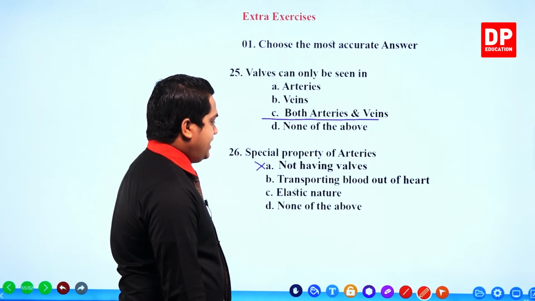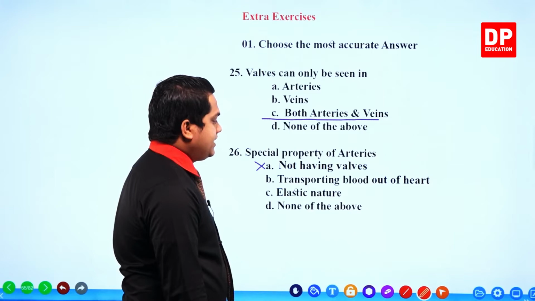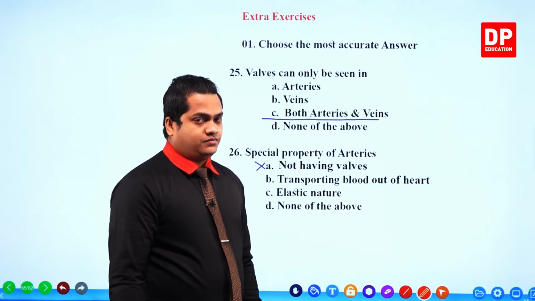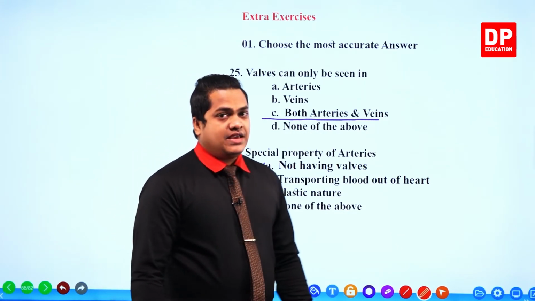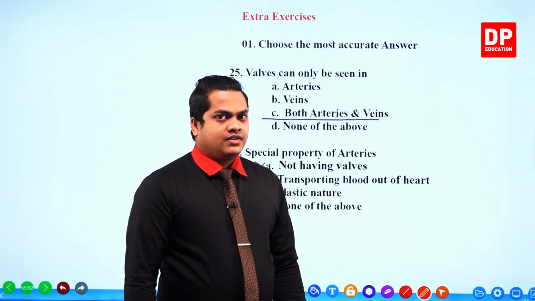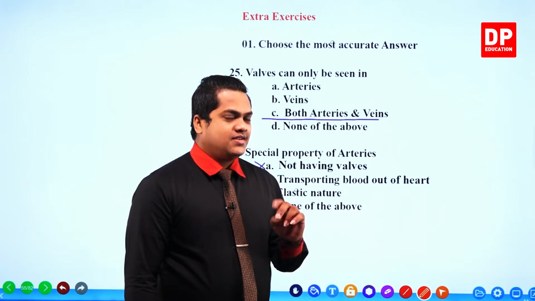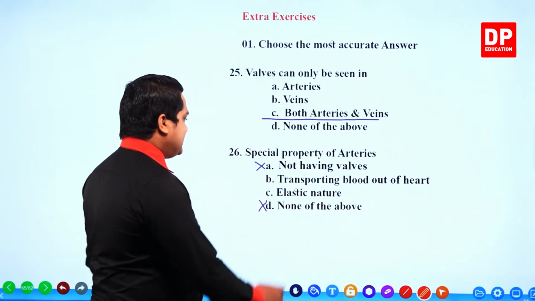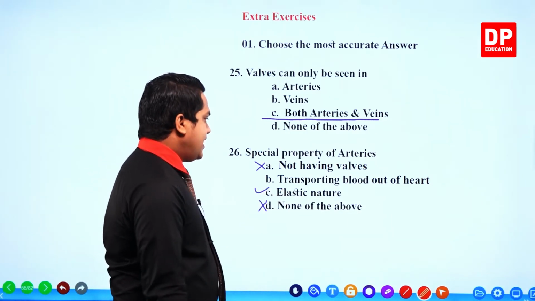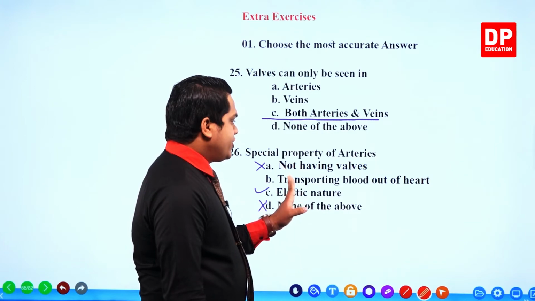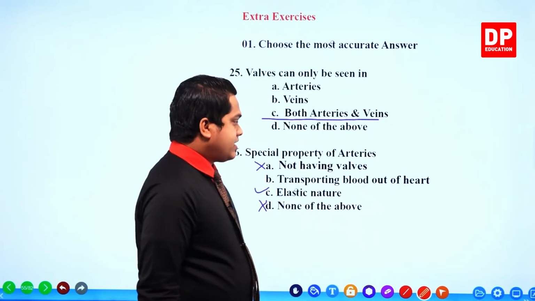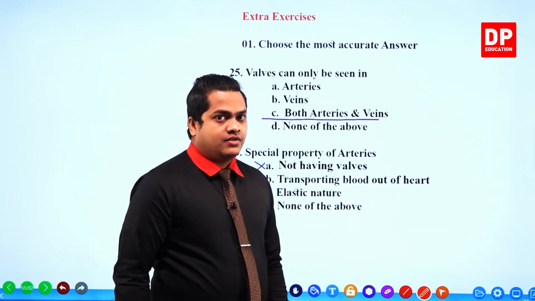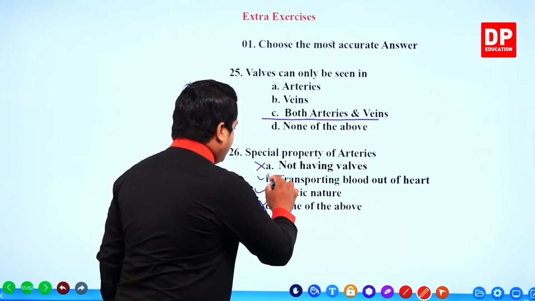Then elastic nature, and the given none of the above. So my dear children, none of the above is incorrect. There is a correct answer, but however, there are two correct answers. Number one, it has an elastic nature. This is correct. Number two, arteries are going to transport blood out of the heart. That is also correct. So my dear children, two answers are correct.